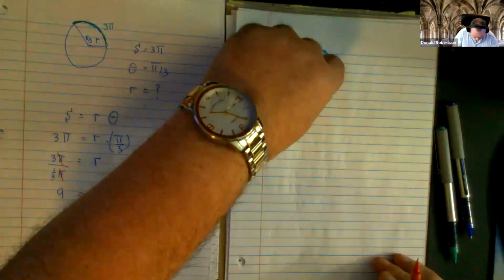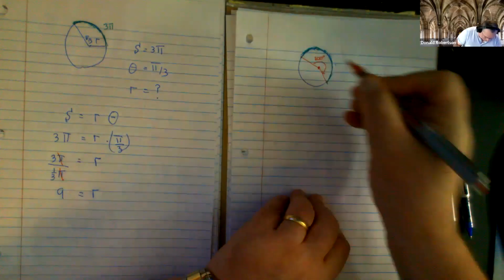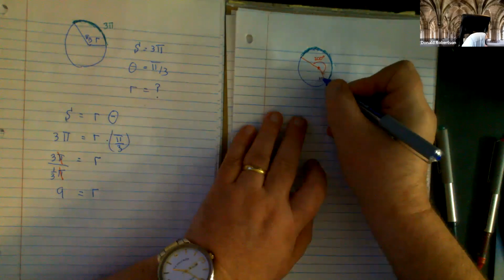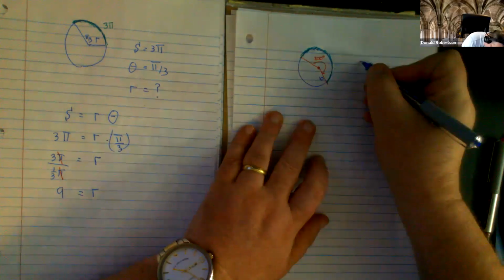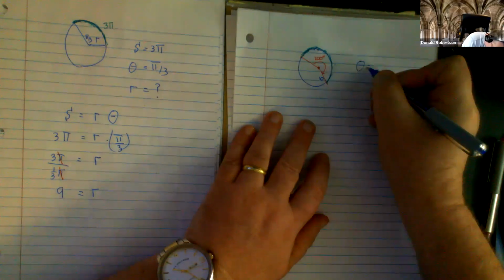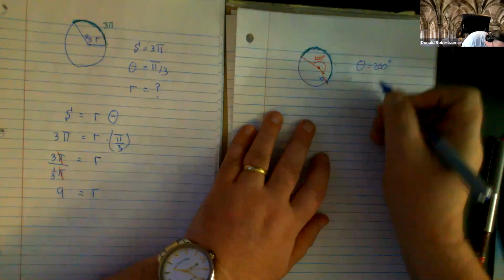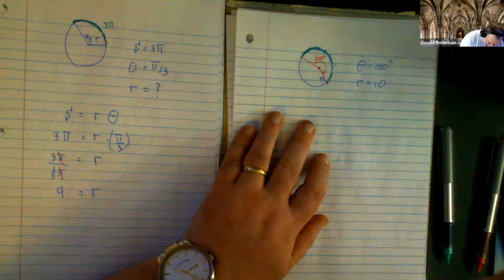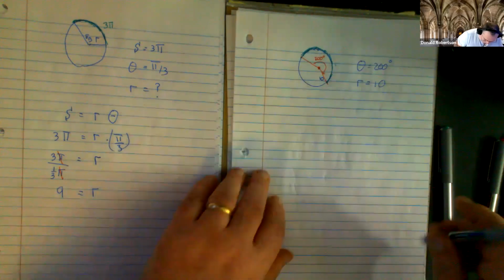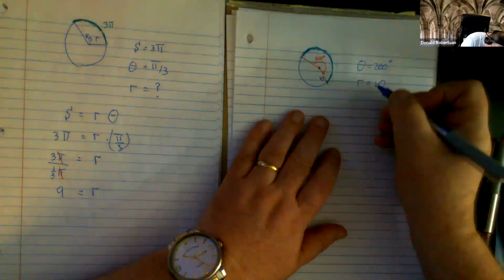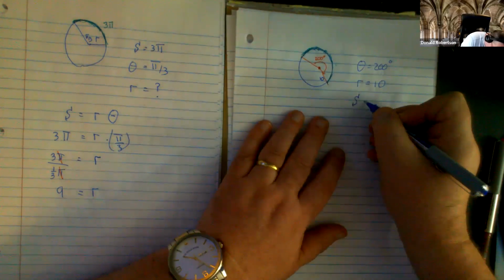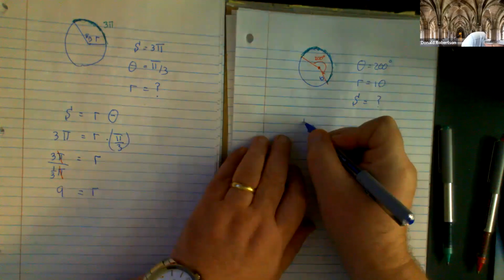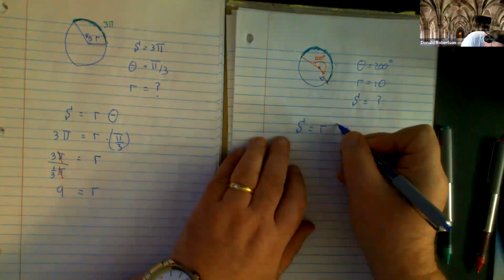So this angle is 200 degrees. And the radius is 10. So I'm telling you theta is 200 degrees. I'm telling you the radius is 10. Oops, that question is too easy. But I guess I'll do it now since I've started it. You're being asked to find S. S is R times theta.